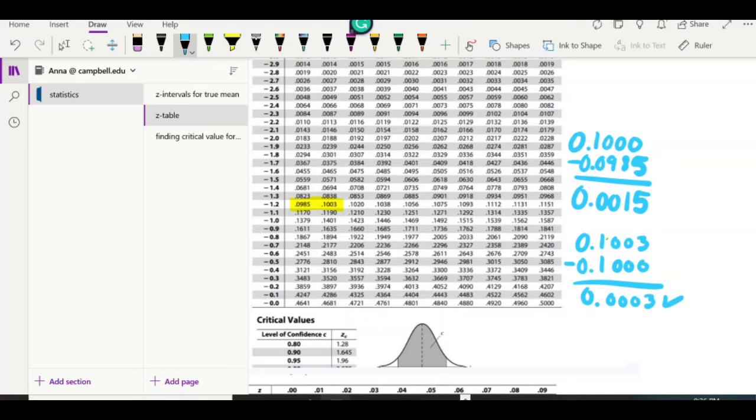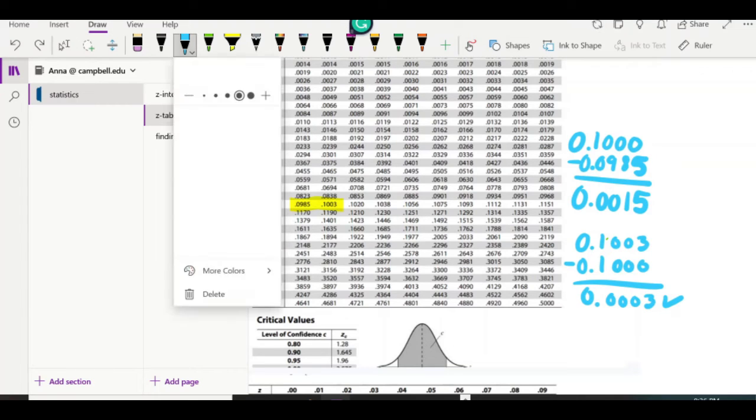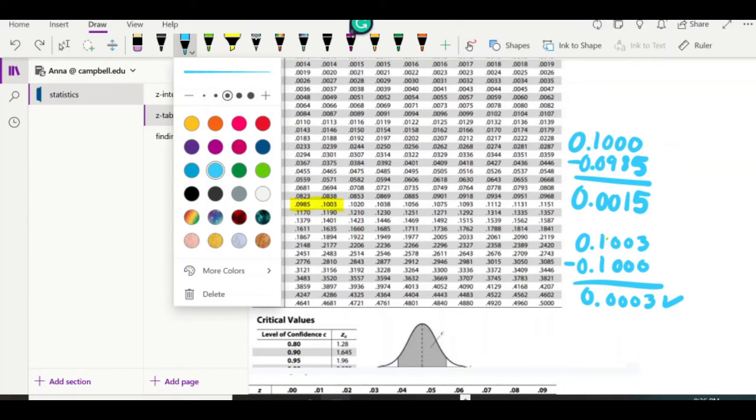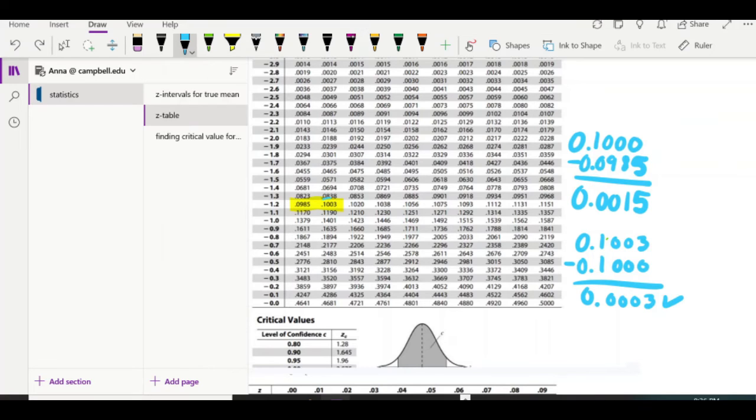this one is smaller. So this is the level of confidence that we are going to go with to find our critical value, our z-critical. So we have this value, 0.1003, and that actually was a little thicker than I would like it to be. So I'm going to make that a little bit thinner. Okay. So we're working with this value right here.